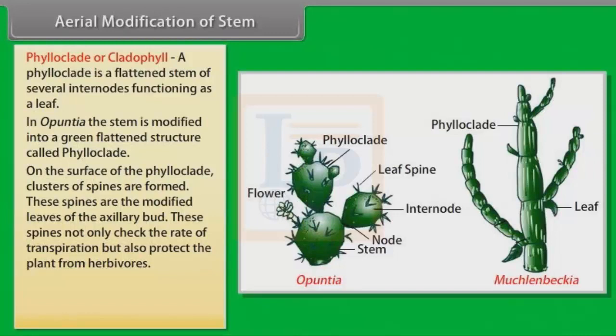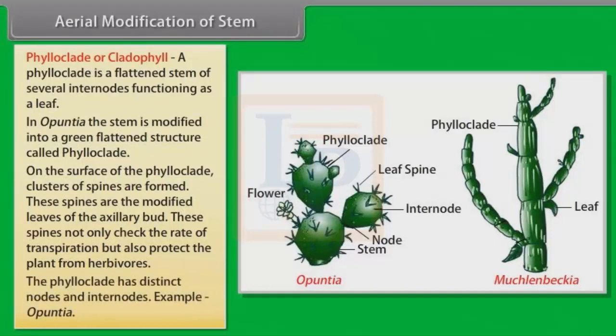These spines not only check the rate of transpiration, but also protect the plant from herbivores. The phylloclade has distinct nodes and internodes. Example: Opuntia.